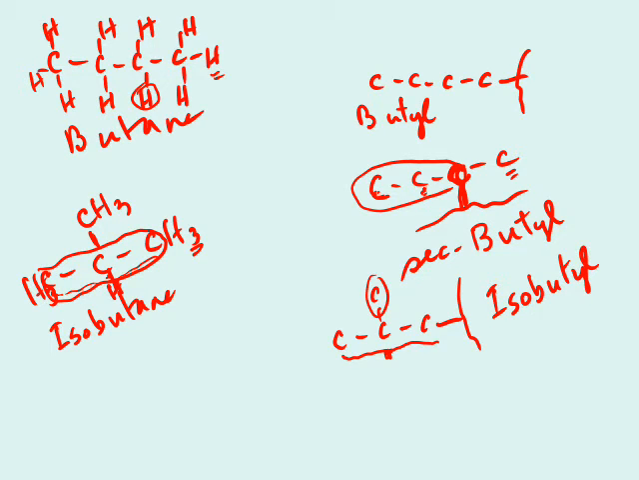Now, there's one other possibility of butyl. If I get rid of hydrogen from the bottom, from this one, then I get something like this. So from here, I can get C. You can clearly see it without the hydrogen. So this is the point of attachment. And this is called t-butyl or tertiary butyl. So I write down the way it's written in the book: tert-butyl.